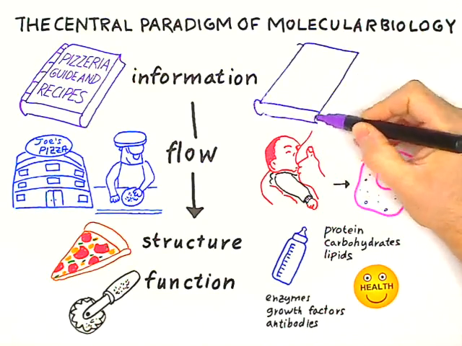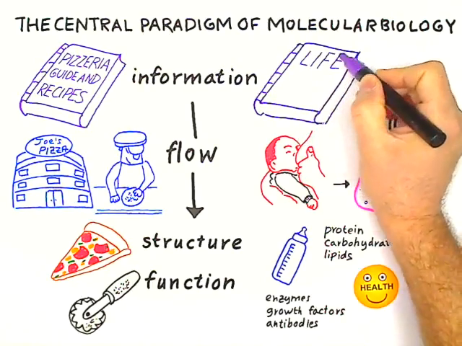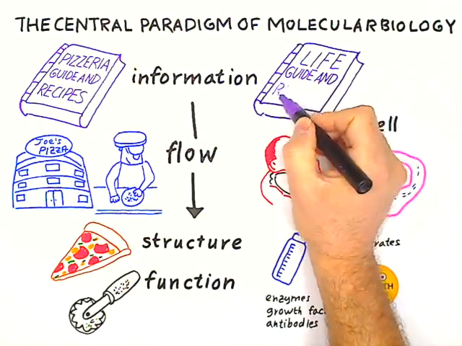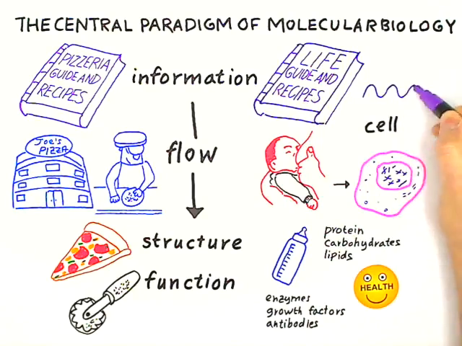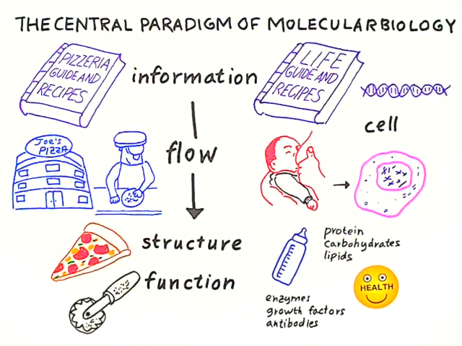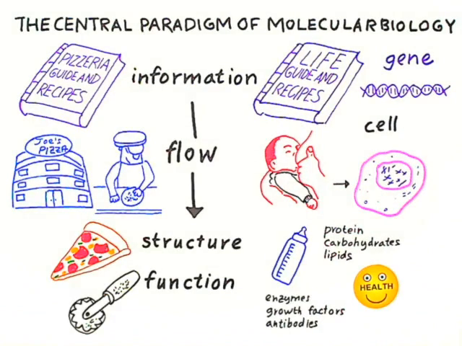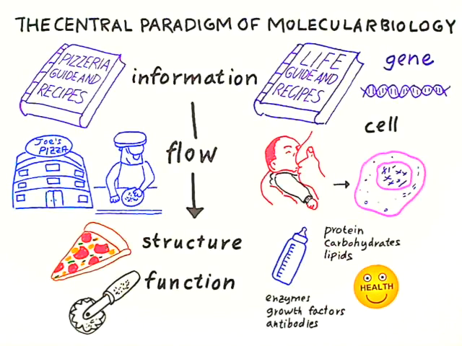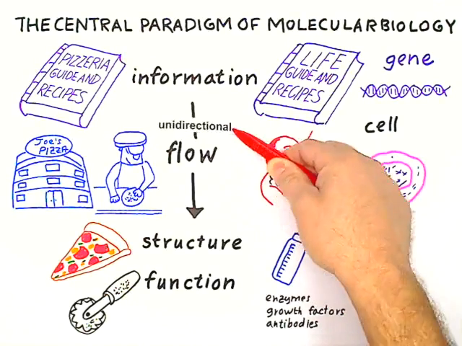And there are, of course, complex instructions that are needed to produce milk. They are located on chromosomes, and they're called genes. The central paradigm also states that the information flow is unidirectional.